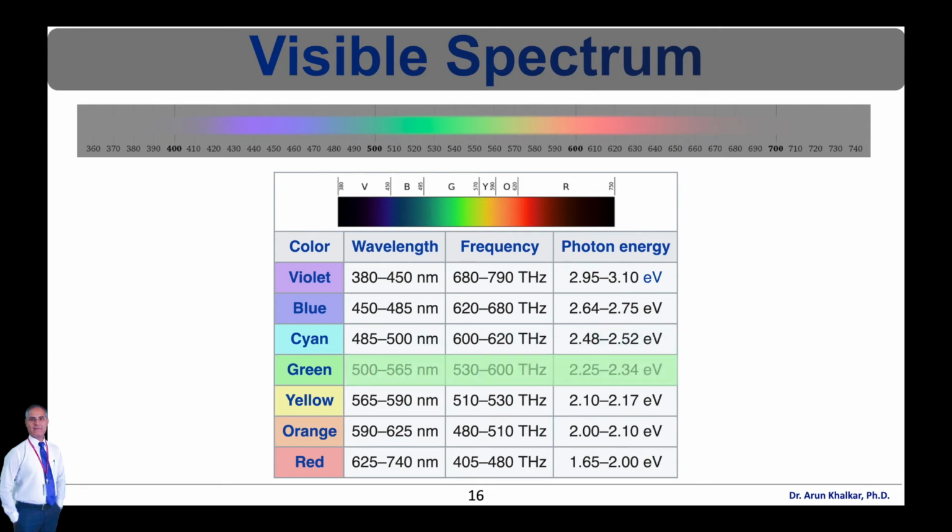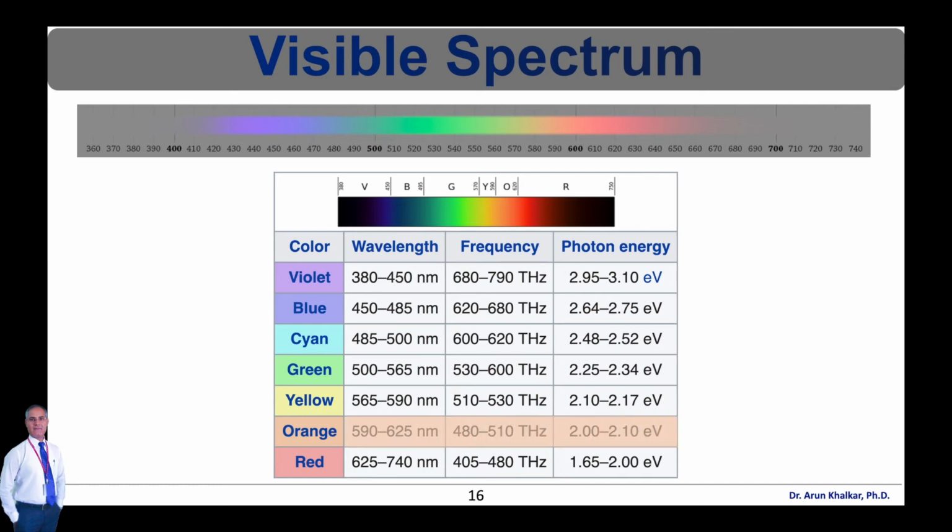For the green color, the wavelength is around 500 to 565 nanometer, frequency is 530 to 600 terahertz, whereas the photon energy is 2.25 to 2.34 electron volt. For the yellow color, the wavelength is around 565 to 590 nanometer, whereas the frequency is 510 to 530 terahertz and the photon energy is 2.10 to 2.17 electron volt.